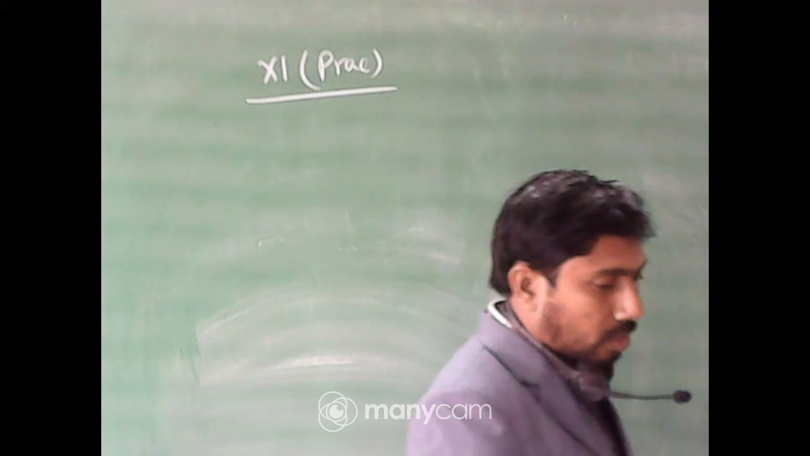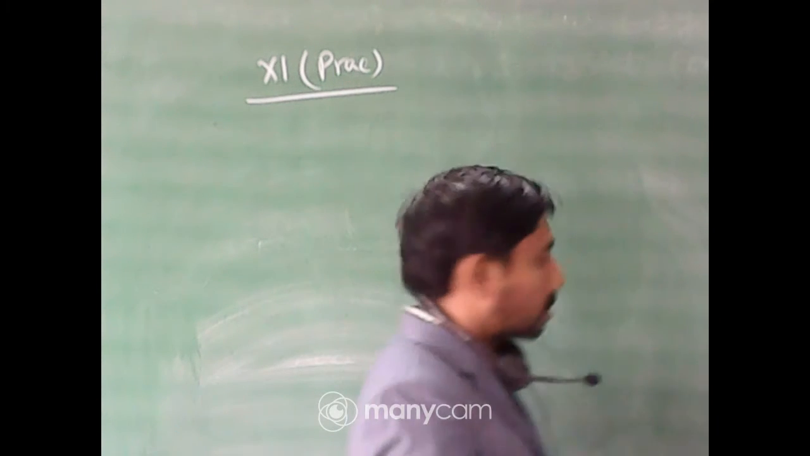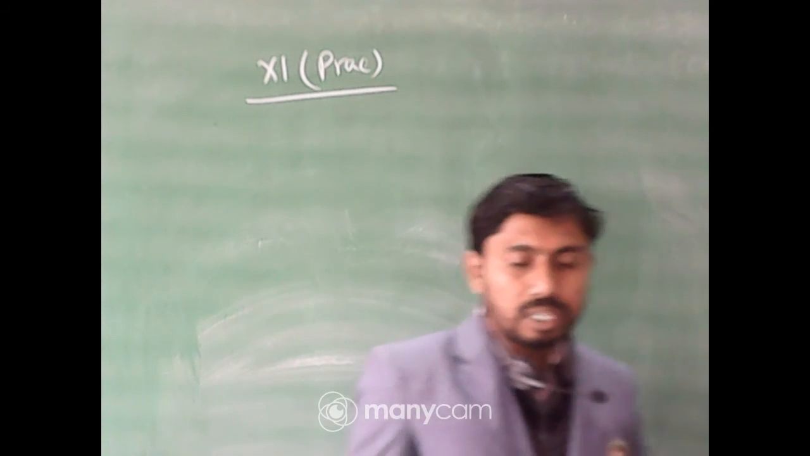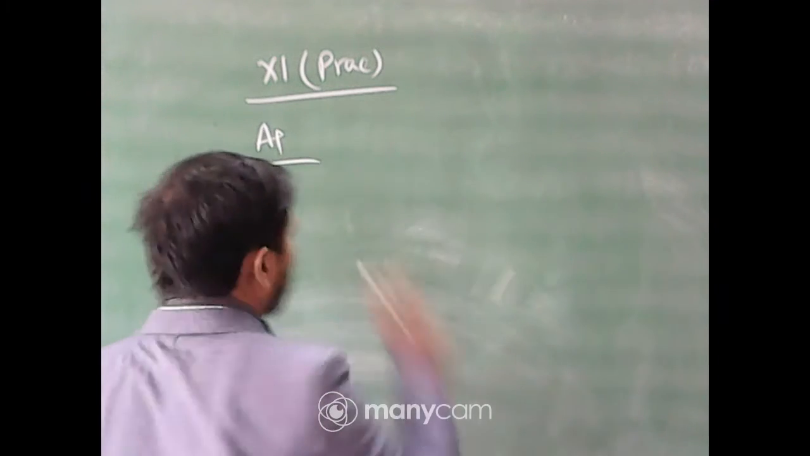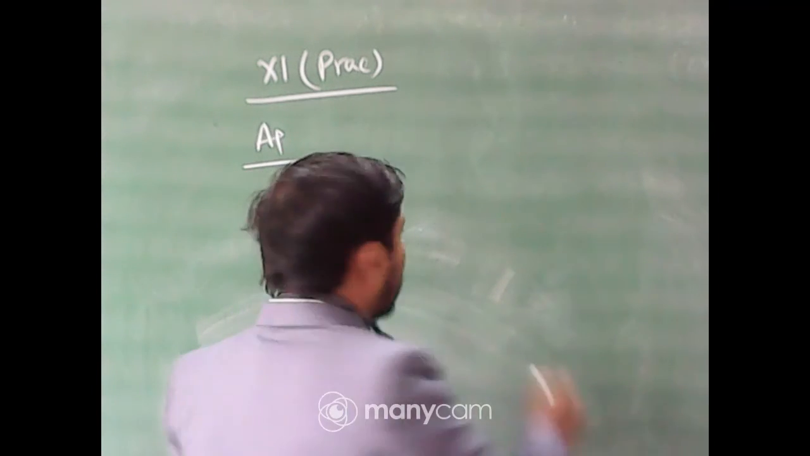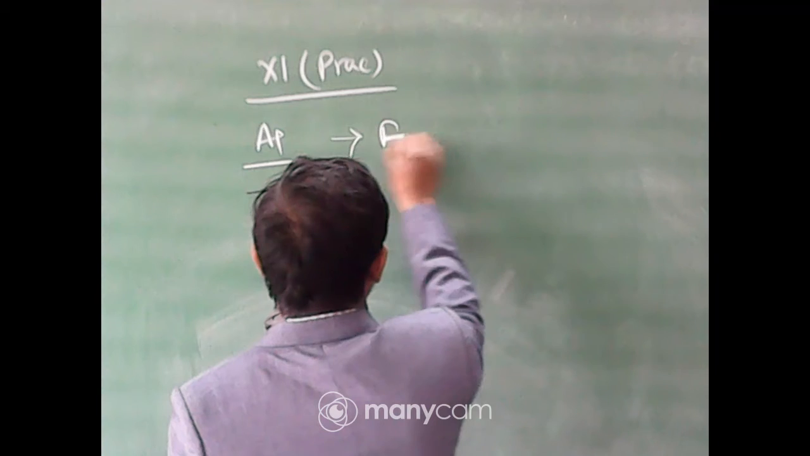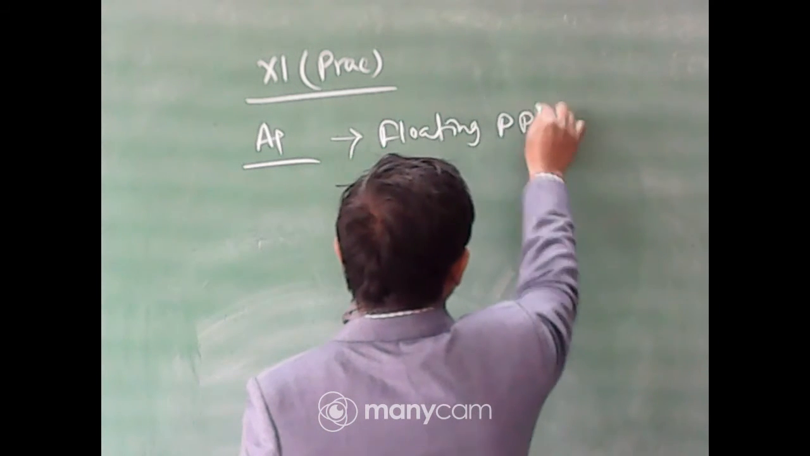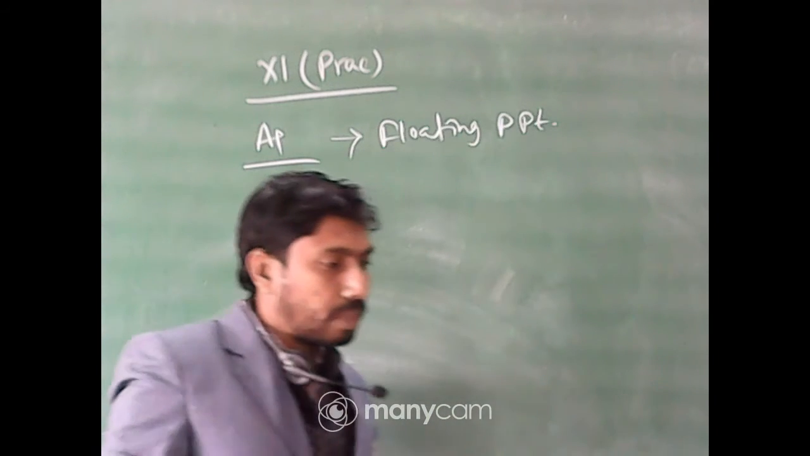So, today some tests for cations. Now, this is part of the inorganic analysis. Now, the test for aluminium. The test is known as the floating PPT test, floating precipitate. PPT means floating precipitate.